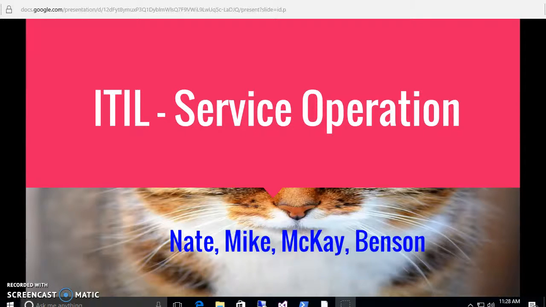Service operation has a primary objective of making sure that IT services are delivered effectively and efficiently, including fulfilling user requests, resolving service failures, fixing problems, as well as carrying out routine operational tasks. This includes request fulfillment, access management, incident management, facilities management, application management, and others.